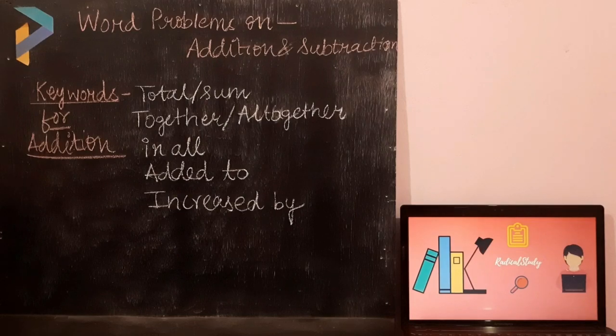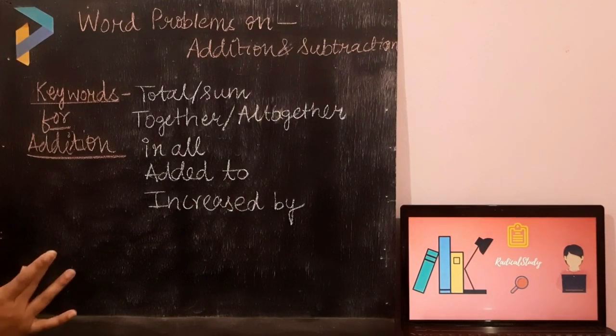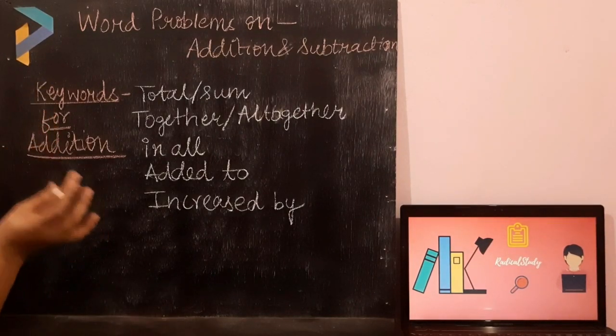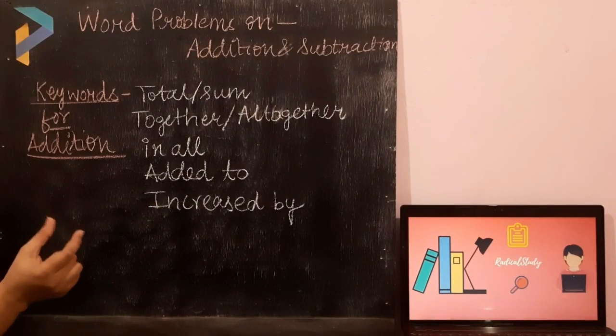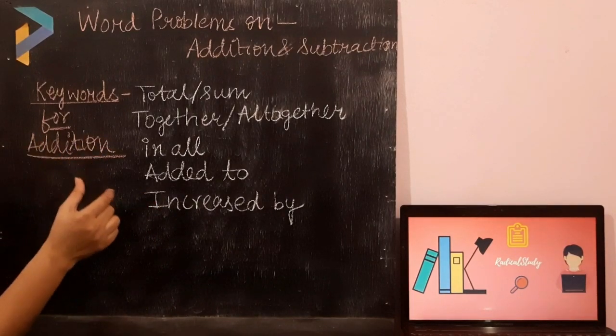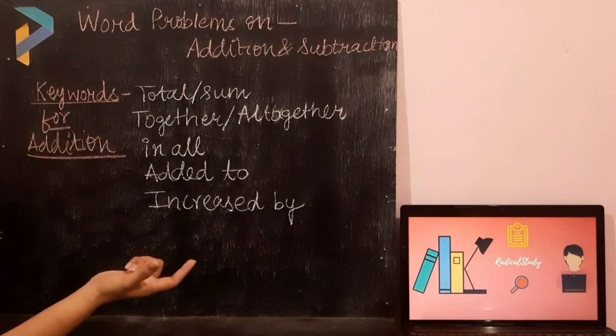Whenever you are solving any word problem, the first thing you have to do is read the word problem carefully. आपको एक एक कीवर्ड पे ध्यान देना है. You have to focus on the keywords in order to analyze whether you have to do addition or subtraction in that question. आपको ये कैसे पता चलेगा that in this question you have to do addition and in this question you have to do subtraction.